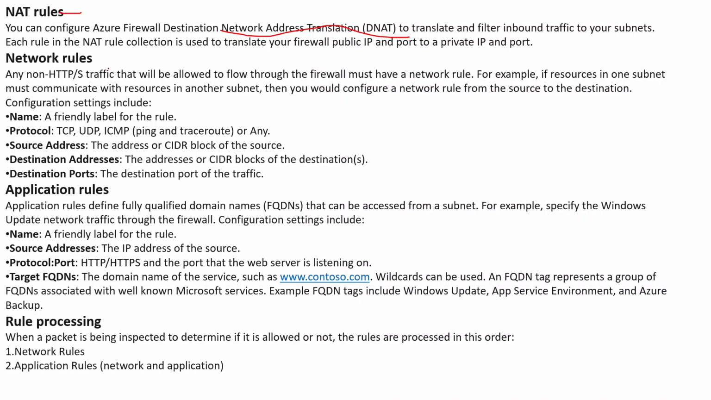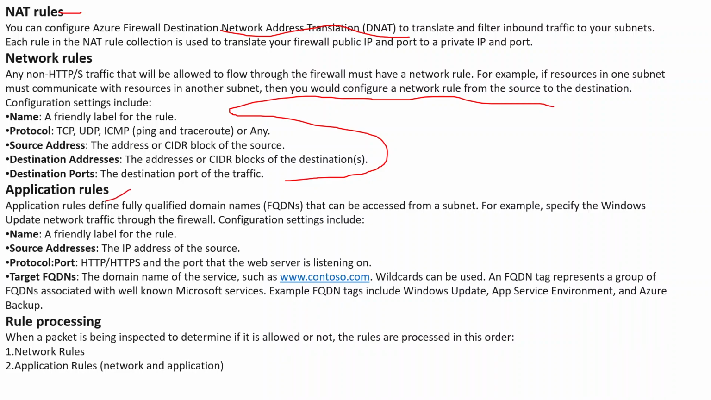Whereas coming to the network rules, yesterday we discussed the network rules: how to create a network rule, what source we can give, what destination we can give, and what ports we can give, whether it is a TCP port or UDP port. These all come under network rules. Whatever rules we discussed yesterday also come under the Azure firewall rules. Coming to the third one, the application rules.